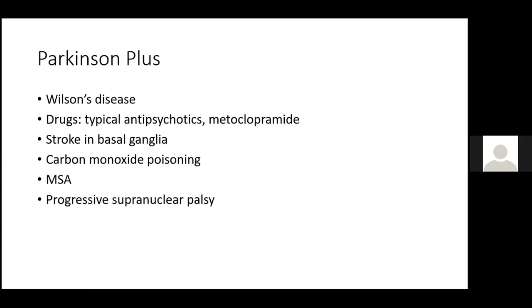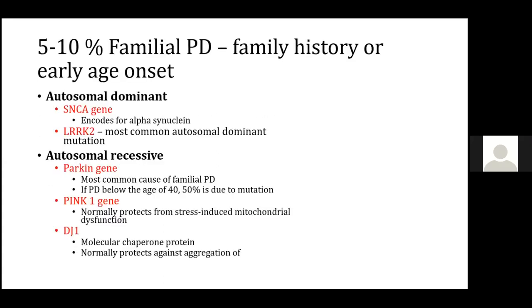So again, there are some conditions that we call Parkinson's Plus, and these are other conditions that can cause Parkinson's symptoms, like Wilson's disease, drugs such as antipsychotics and metoclopramide, stroke in the basal ganglia, multisystem atrophy, and progressive supranuclear palsy. 5 to 10% of Parkinson's disease is familial. So again, like I say, if there's a family history of Parkinson's disease or it happens before the age of 50, you'd be thinking there's a familial component.